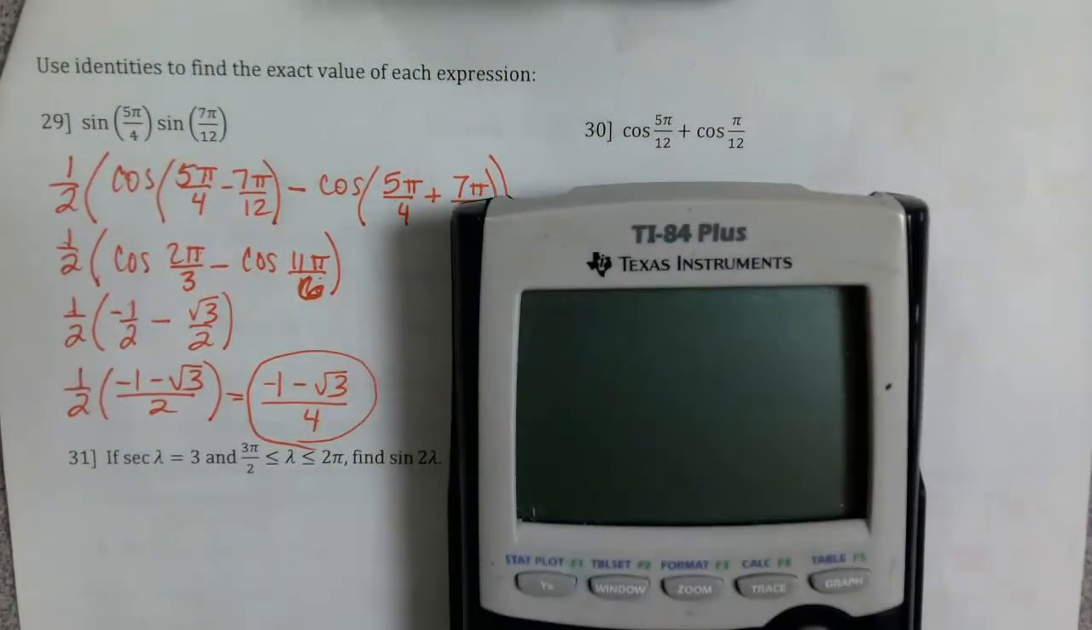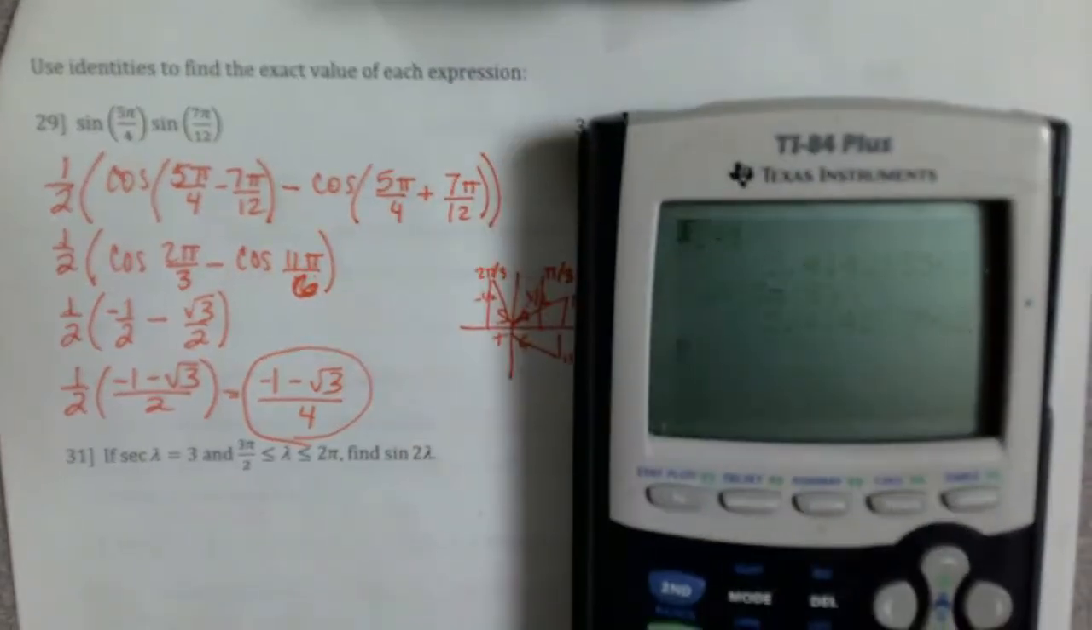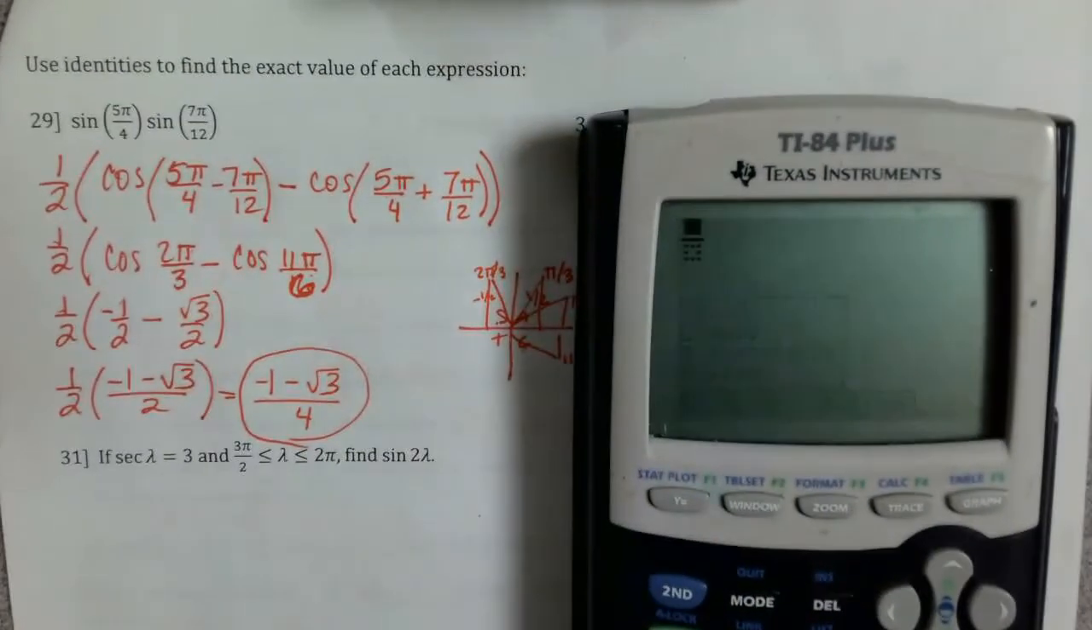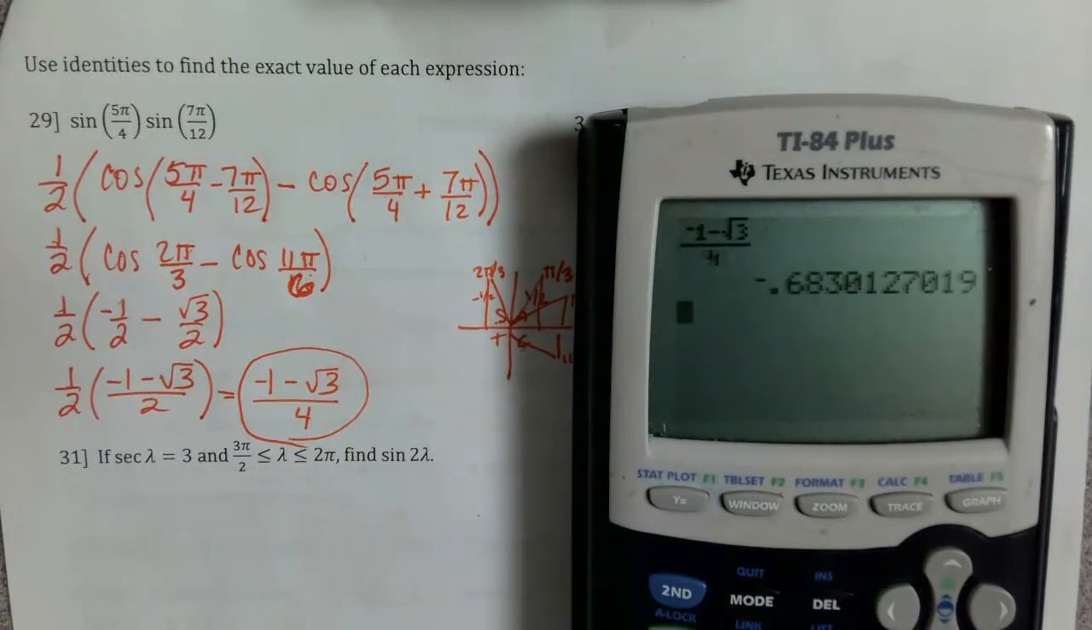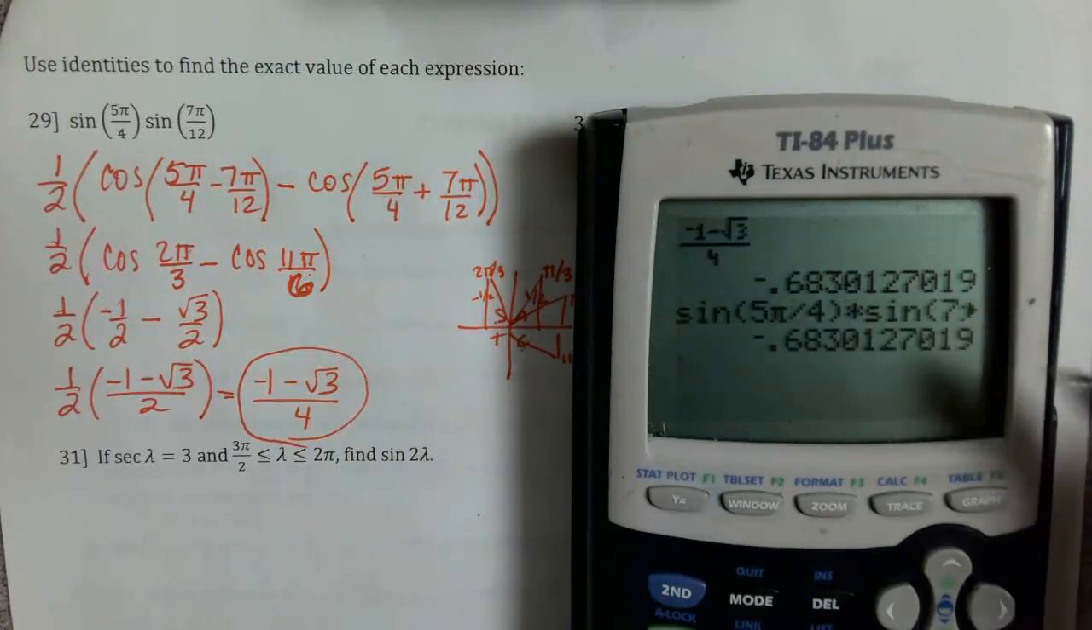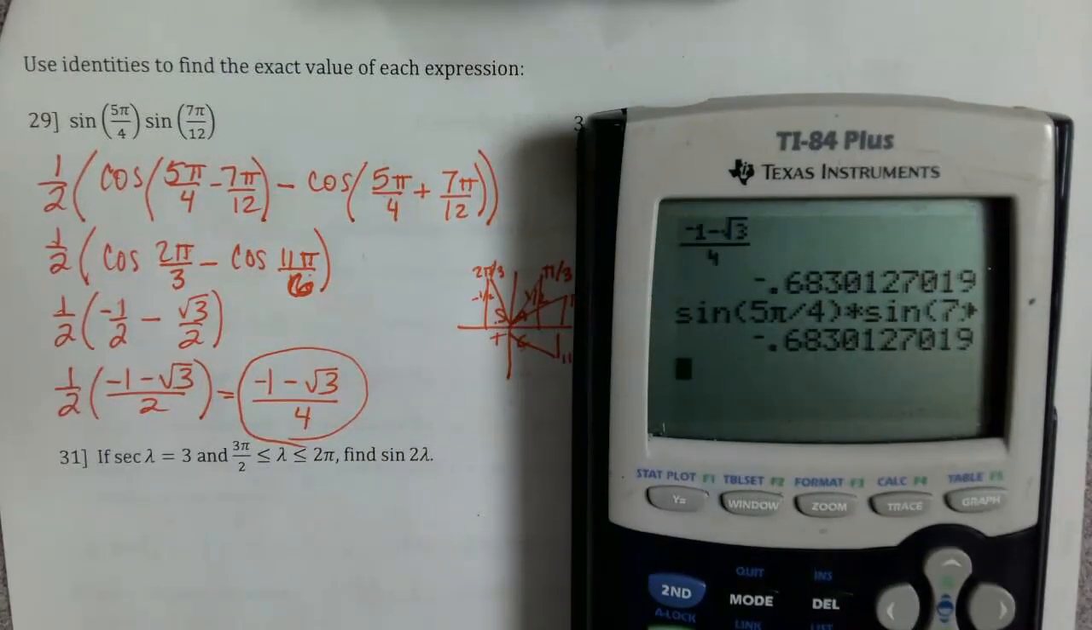So to check that in the calculator, we're going to compare the decimals for our answer, negative 1 minus square root of 3, all divided by 4, and the original expression, sine of 5π/4 times the sine of 7π/12. And we see that our decimals are equivalent.